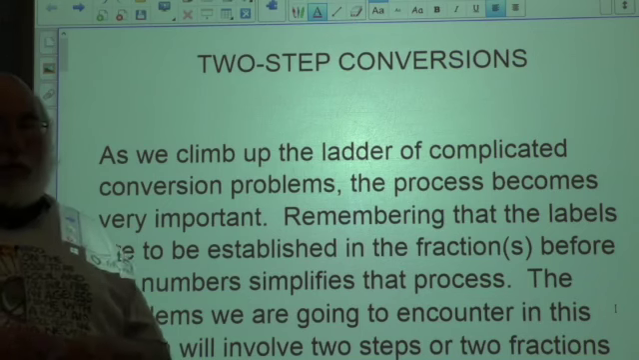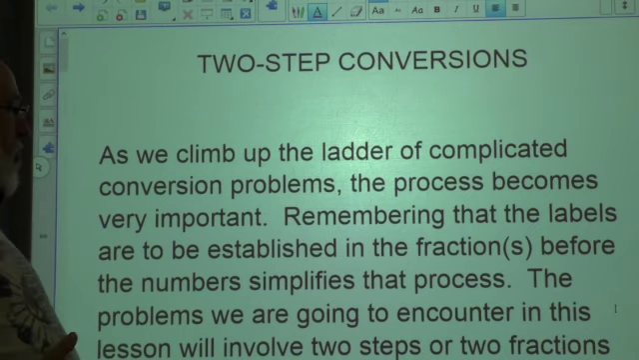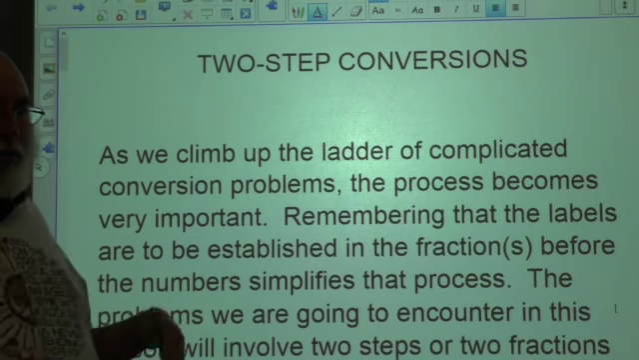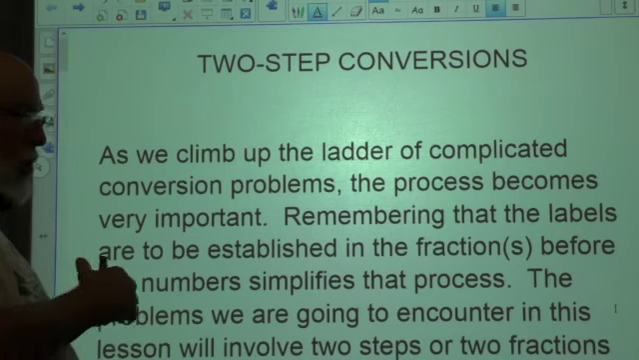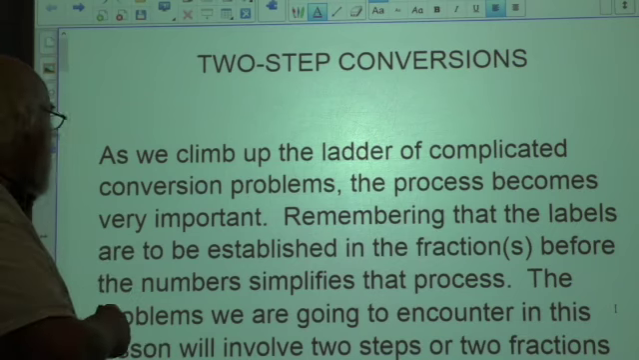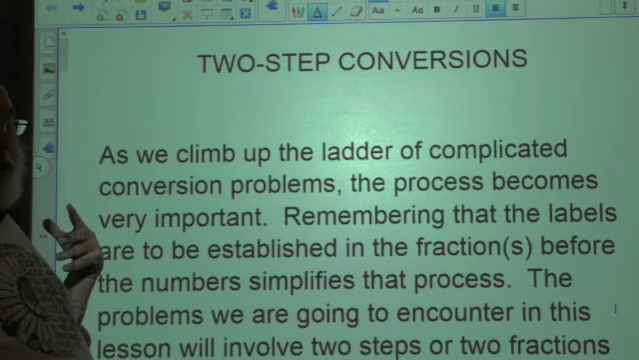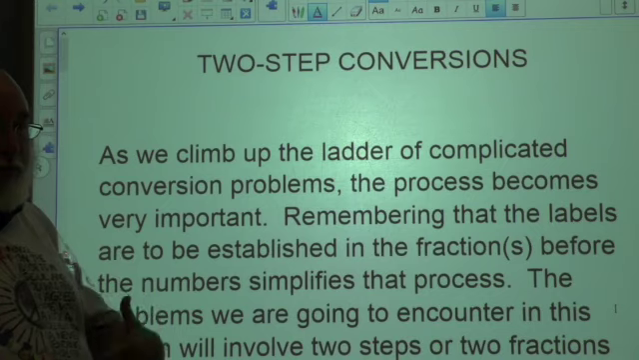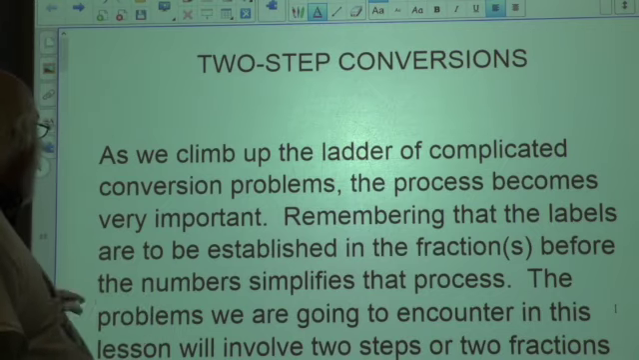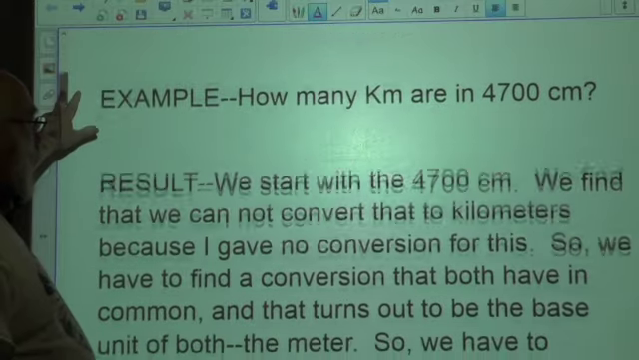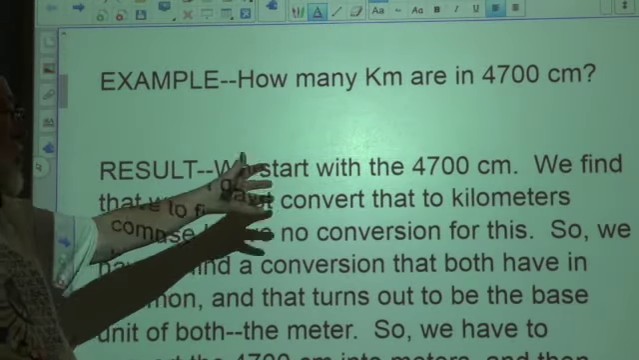Okay, so now we're going to move up one level in these conversion problems, so it's going to be a tad more complicated, but it will prepare you for the next step that we've got going on, which are multiple step conversions. Again, we got to remember the labels will be established in the fractions before we even think about putting the numbers in. Make sure that the numerators and denominators conversion is going to cancel out. So let's see how this process is going to work.